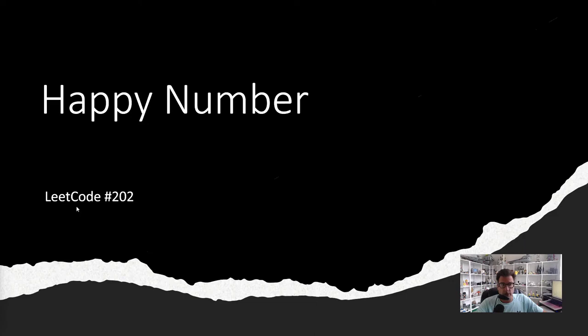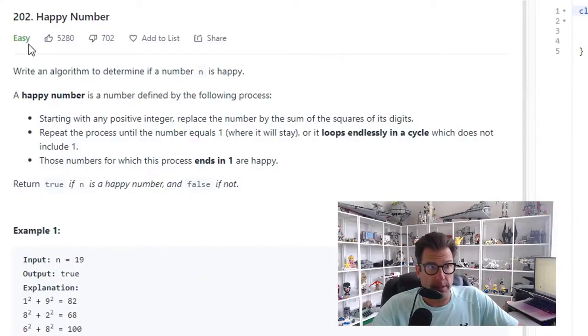Hello, in this video we're going to be doing LeetCode problem 202, which is Happy Number. This is an easy problem, and it states, write an algorithm to determine if a number n is happy. Now, what does that mean? A happy number is a number defined by the following process.